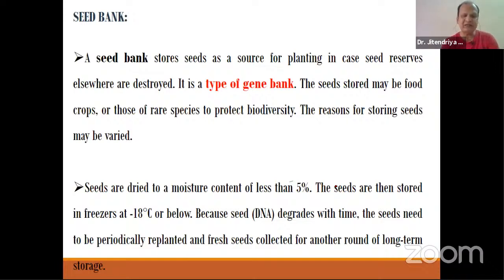Now come to the related topics, that is, the seed bank. So seed bank, as the name indicates, mostly the seeds are preserved here. This is also a type of bank. So in this category, what might be the different things? The seeds may be stored, either food crops or certain rare species. And mostly the seeds are dried to a moisture content of less than 5%.